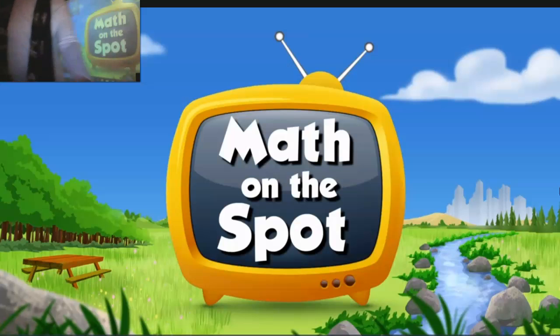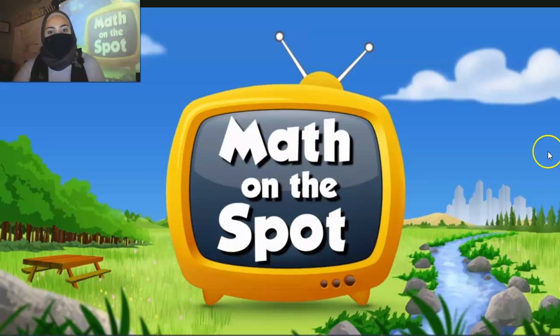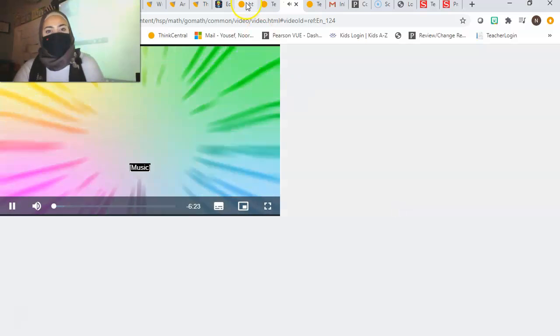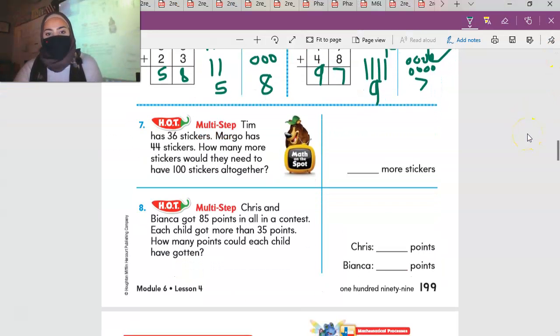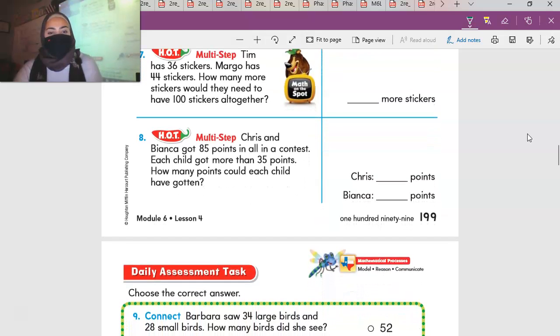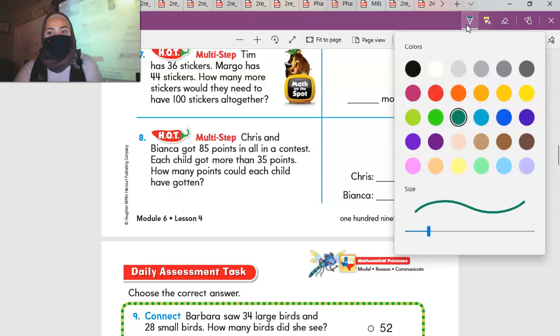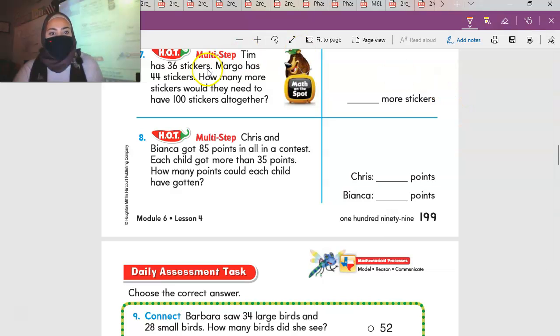Okay. So let's try to do this problem now on our own. All right, so let's read our problem. Ours is Tim. Tim has 36 stickers. Margot has 44 stickers. How many more stickers would they need to have 100 stickers altogether? Underline the question.